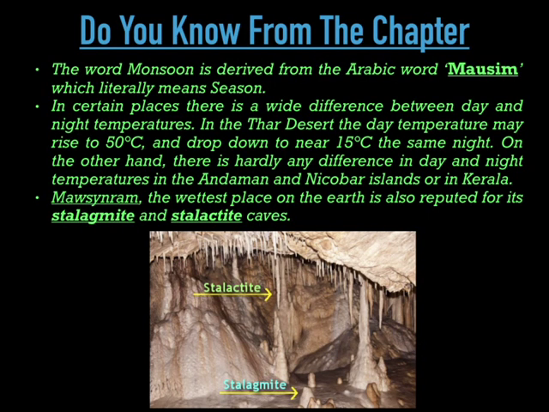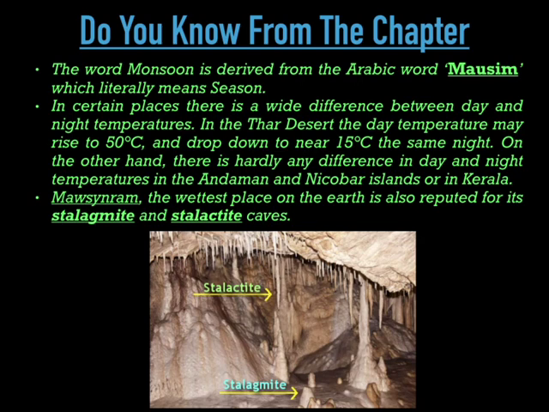Let's see, do you know from this chapter? First, the word monsoon is derived from the Arabic word mausim, which literally means season. In certain places, there is a wide difference between day and night temperatures. For example, in the Thar desert, the day temperature may rise up to 50 degrees Celsius and drop down to near 15 degrees Celsius the same night. On the other hand, there is hardly any difference in day and night temperatures in the Andaman and Nicobar Islands or in Kerala due to the moderating influence of sea.